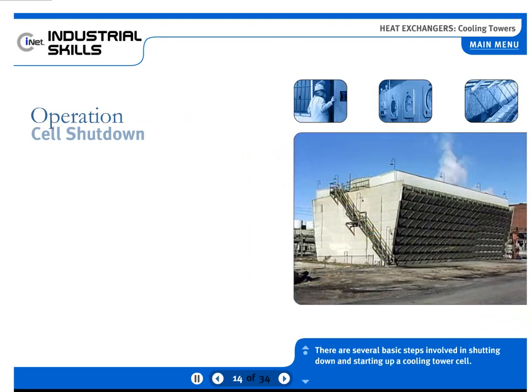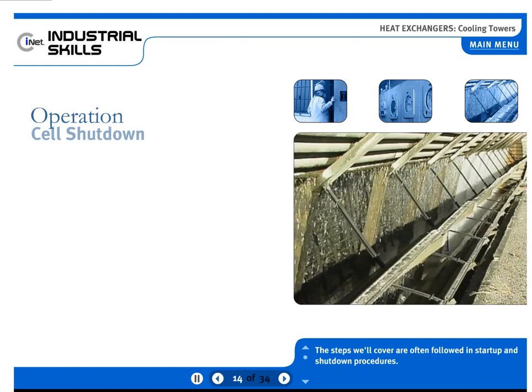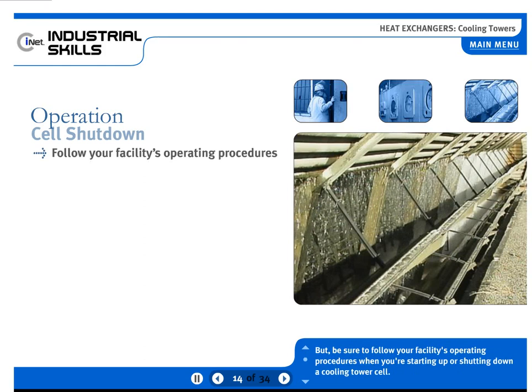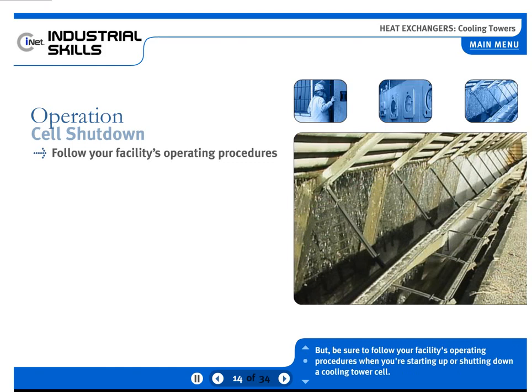There are several basic steps involved in shutting down and starting up a cooling tower cell. Since cooling towers are important to many processes, you need to know how to properly place a cell in service and take it out of service. The steps we'll cover are often followed in startup and shutdown procedures. But be sure to follow your facility's operating procedures when you're starting up or shutting down a cooling tower cell.